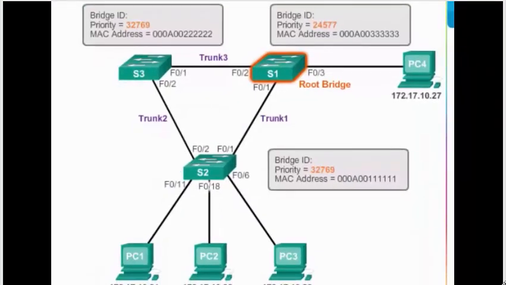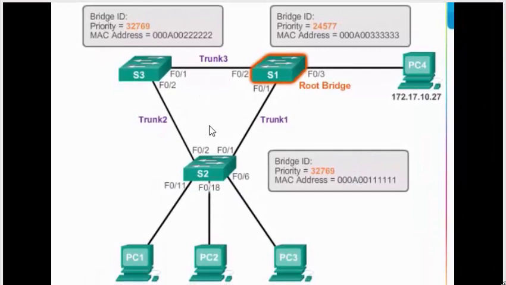Now, the first picture shows a spanning tree instance where a switch is designated as the root bridge. The root bridge serves as a reference point for all spanning tree calculations to determine which redundant paths to block. An election process determines which switch becomes the root bridge.